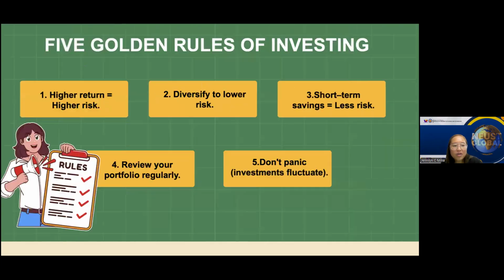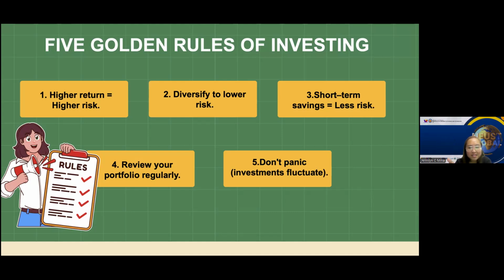Okay, always remember the 5 golden rules of investing. The higher the return, the higher the risk. Usually, the more danger you will have to assume. Okay, another is diversify to lower risk. Do not put all your eggs in one basket. As much as you can, try to diversify. That is, invest in several businesses and areas to reduce the risk.